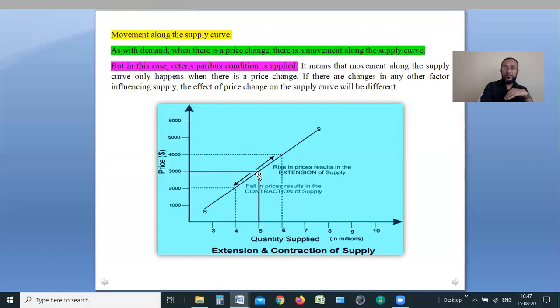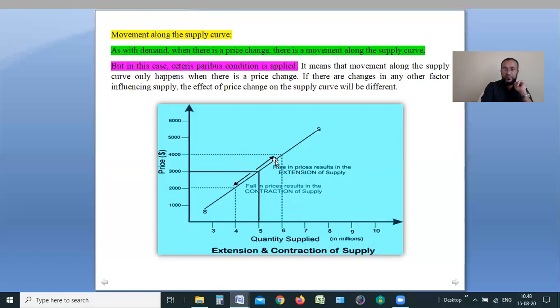We assume that this is our initial combination. That means when the price of the product is $3,000, the total supply is 5 million. Okay, so we are starting from here. Now, if for any reason the price of the product increases from $3,000 to $4,000, it will be more profitable for the business, so they will try to sell more.